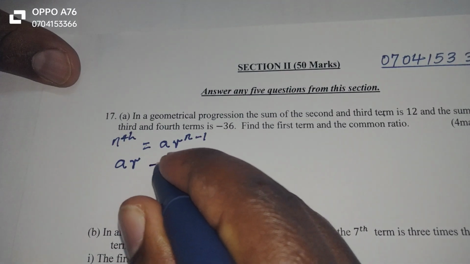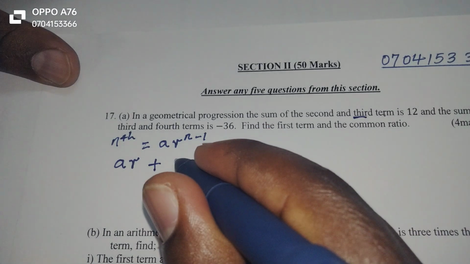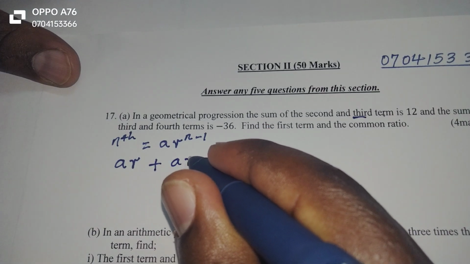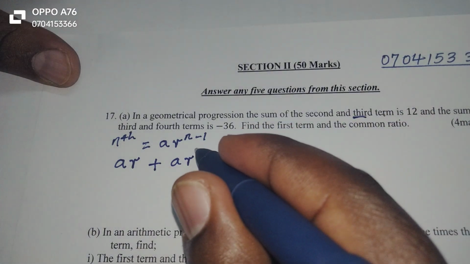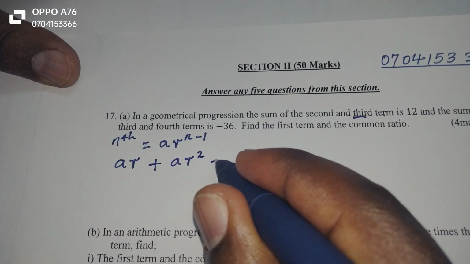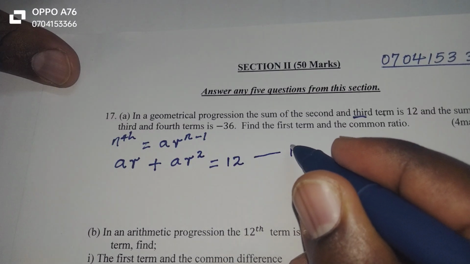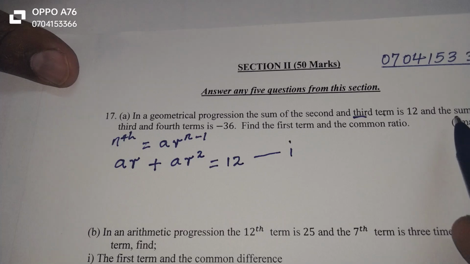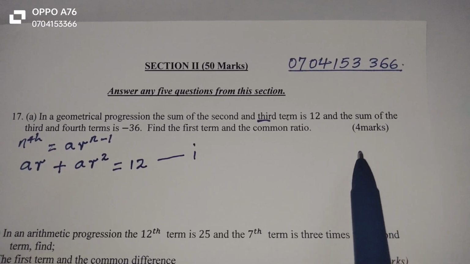Now when we add this second term to the third term, which is a r power 2, because it is the third term, 3 minus 1, so it will be power 2, we are supposed to get 12. That is equation 1.